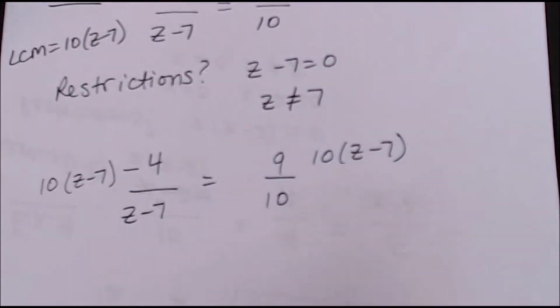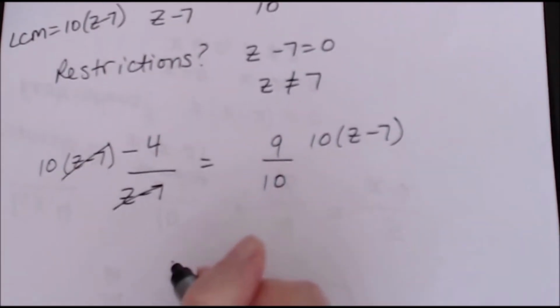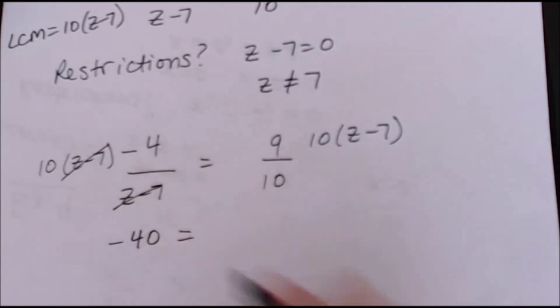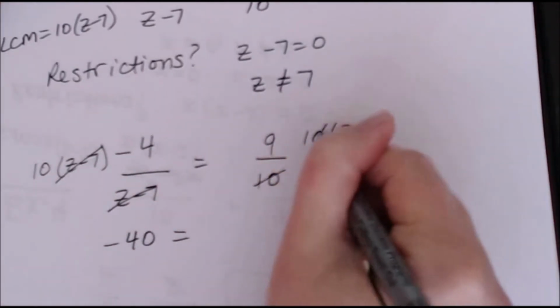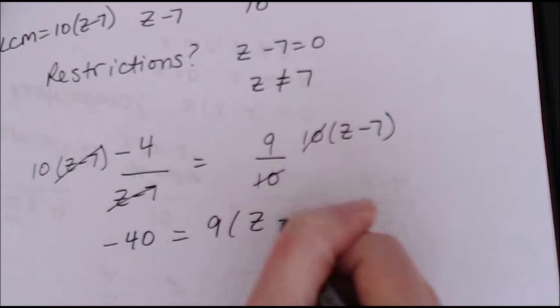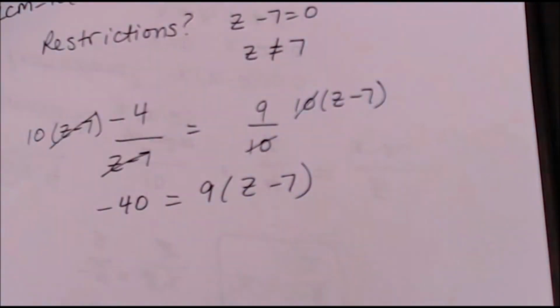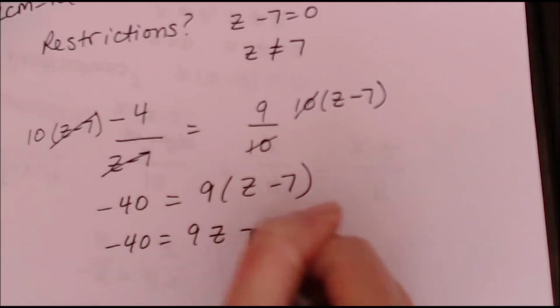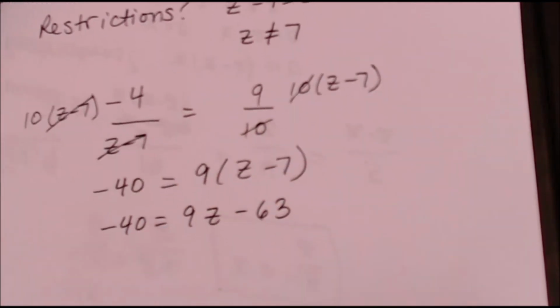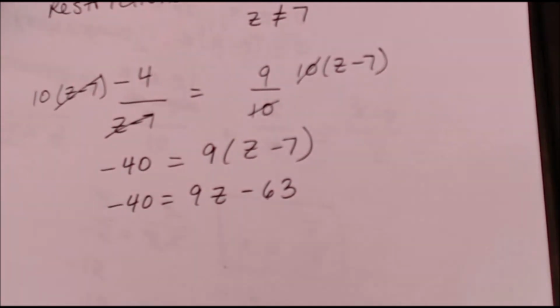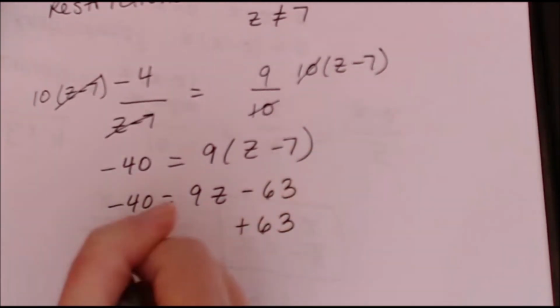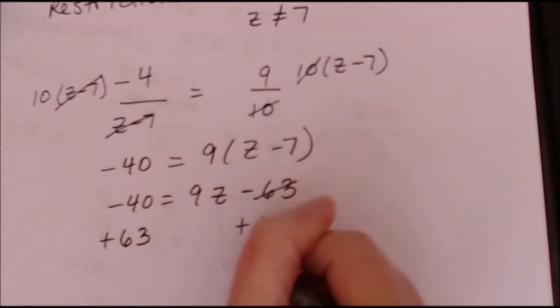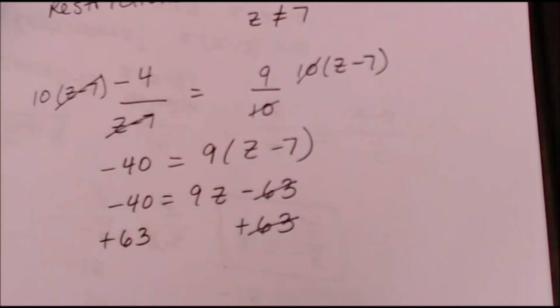And so on the left side, those z minus 7s cancel out. So I'm left with 10 times negative 4, which is negative 40. The right side, the 10s cancel out. So I'm left with 9 times the z minus 7. So let's distribute that 9. So we have negative 40 equals 9z minus 63. And then I'm going to move the 63 to the left side. So I'm going to add 63. So I have negative 40 plus 63. Of course, that gives me 23.